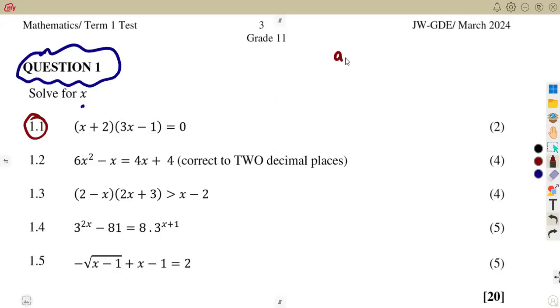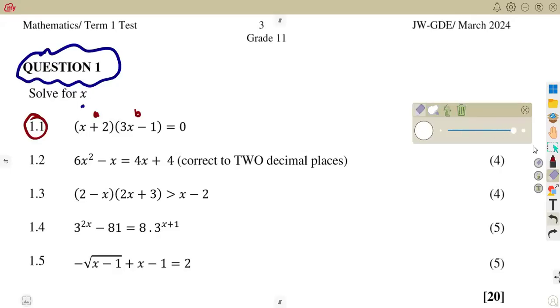Remember the zero product: a times b is equal to 0. It is either one of these two must be equal to 0. This is the condition. It is either a is equal to 0 or b must be 0. So this is our condition. We've got a and b. So either one of these 2 brackets must be equal to 0. So that was the concept of your question.